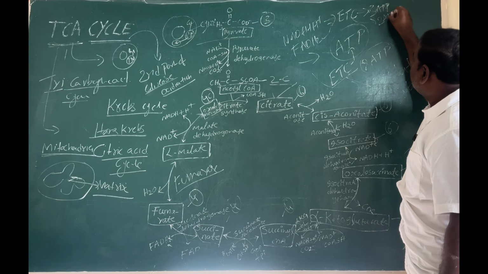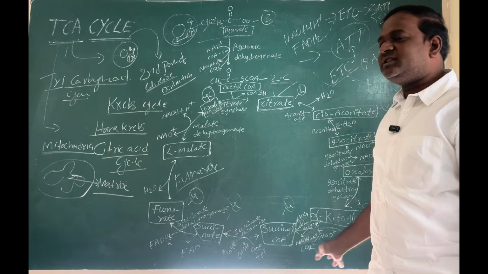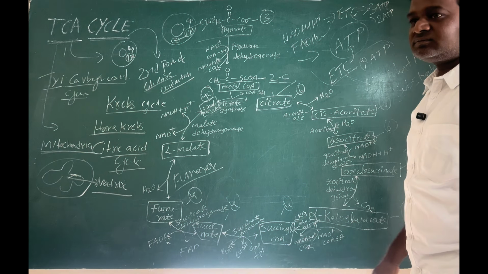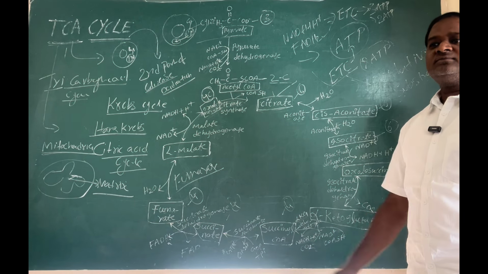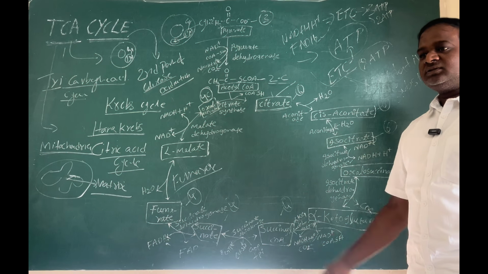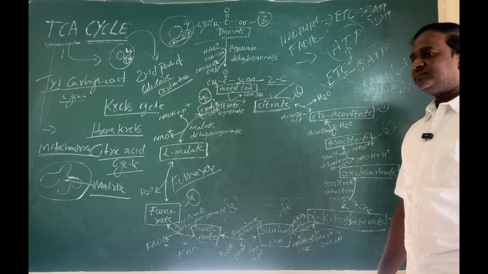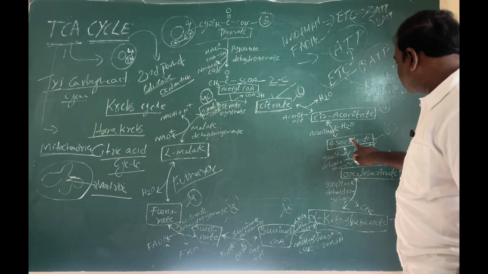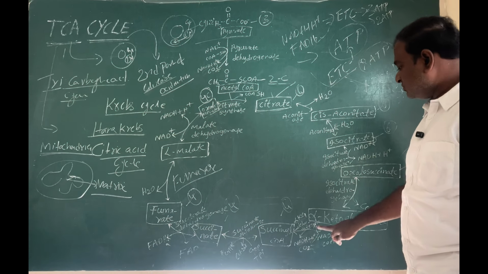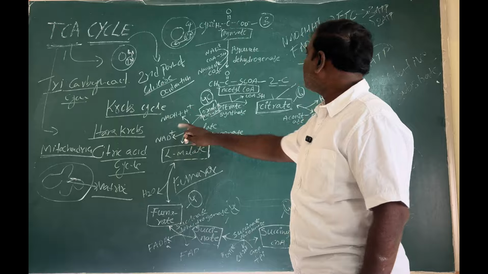2 ATP. Okay. In this way, calculate how many ATP are formed here. How many NADH are there in this pathway? See clearly. One is here, one is here, one is here.